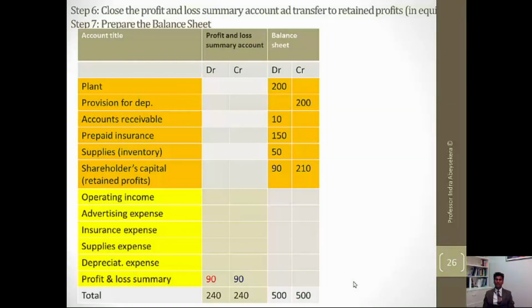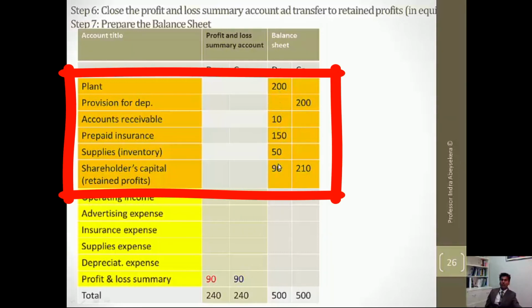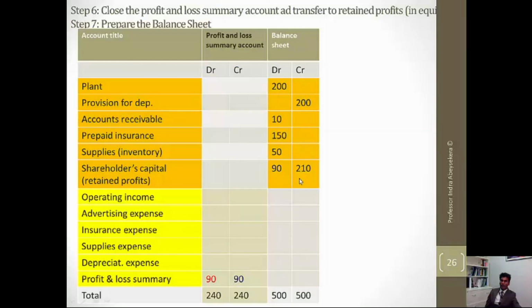Because the income statement accounts are now closed. Income, expenses, and profit and loss summary accounts are now closed. There's nothing needed. All the account balances here are accounts on the balance sheet, and we can prepare the balance sheet. Here's the balance sheet. That is our step 7.